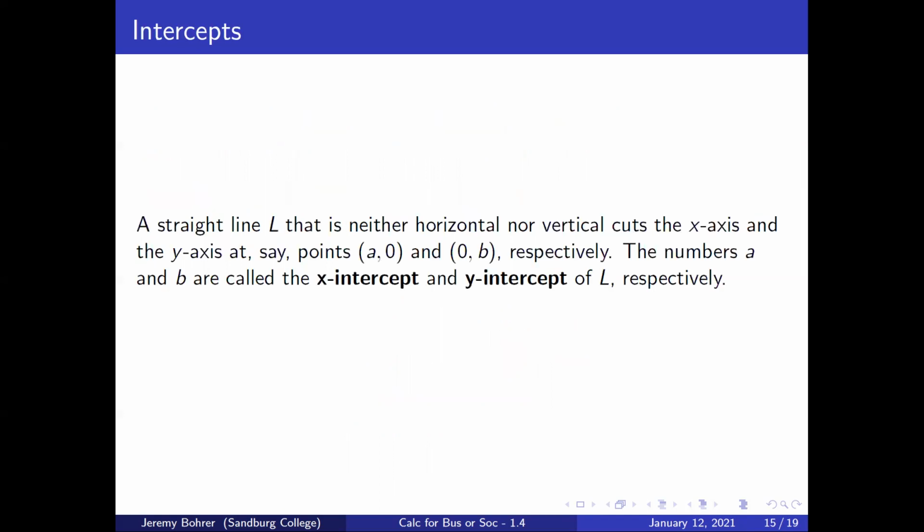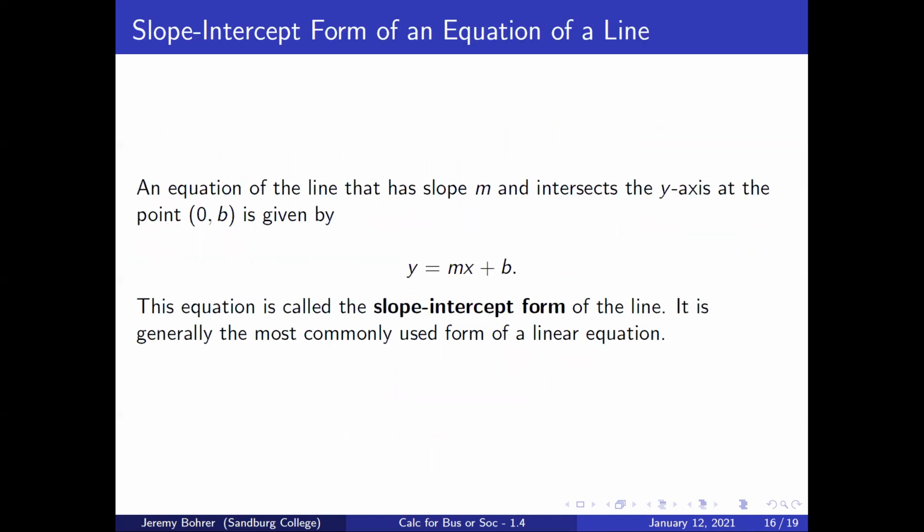A straight line L that is neither horizontal nor vertical cuts the x-axis and the y-axis at, say, points (a, 0) and (0, b) respectively. The numbers a and b are called the x-intercept and y-intercept of L, respectively. An equation of the line that has slope m and intersects the y-axis at the point (0, b) is given by y equals mx + b. This equation is called the slope-intercept form of the line. It is generally the most commonly used form of a linear equation.